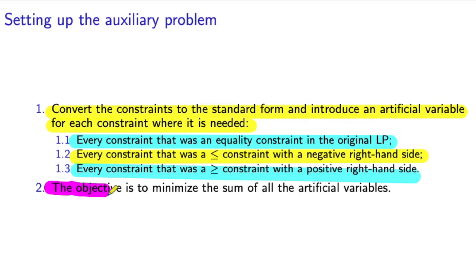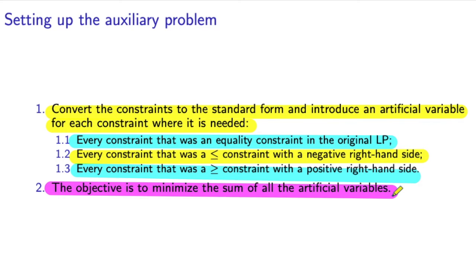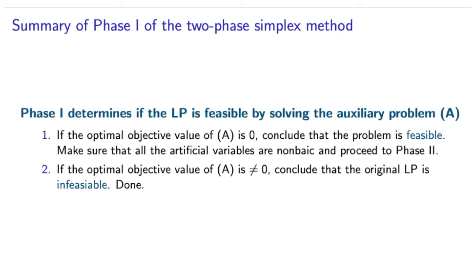How about the objective? The objective of the auxiliary problem is to minimize the sum of all the artificial variables. We want to drive them all down to 0, to make sure we can get rid of them. Right, use them then lose them. Makes sense. Once we set up the auxiliary problem, we proceed to phase 1.